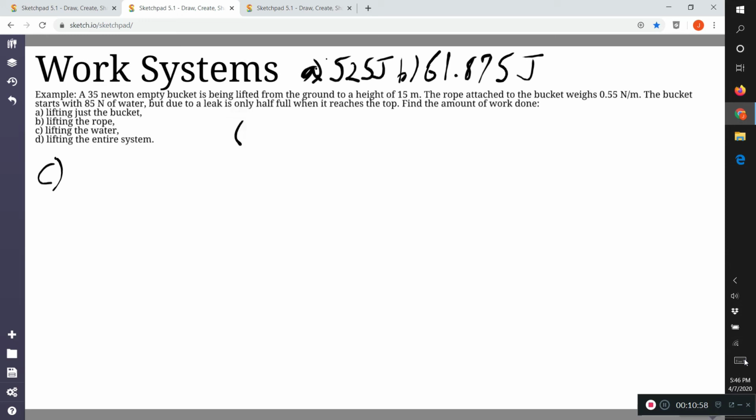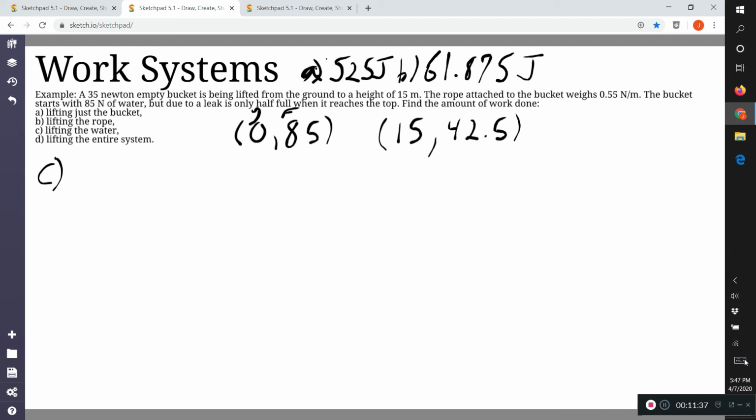When I start and my bucket is 0 meters off the ground, I have 85 newtons of water. So these values are y, which is weird because we usually don't have y in that position, but that's our height. And this is an amount of force. Now, when I get to the top, which is 15 meters off the ground, I'm going to have half that. Well, half of 85 is 42.5. I'm going to use those 2 points to create an equation.